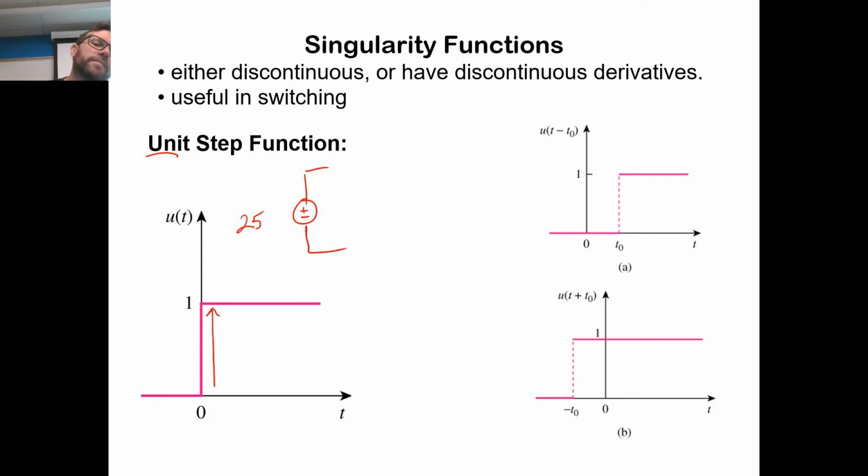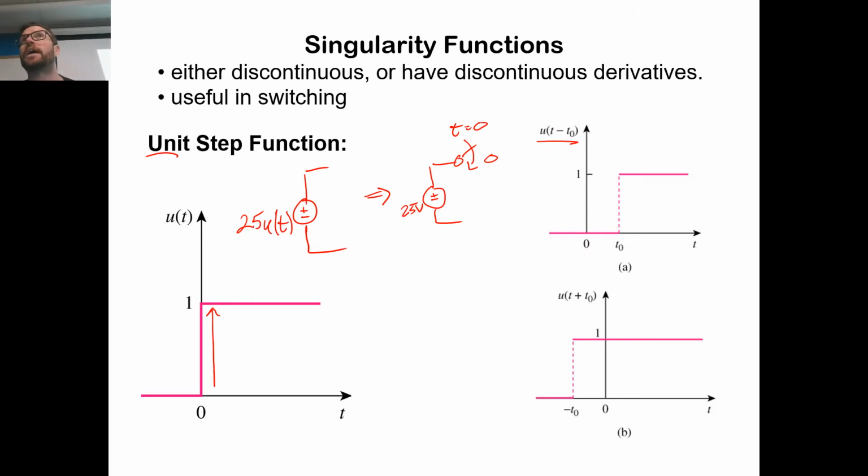I can't write right now, sorry, but you write it like that, u of t. That shouldn't be a mu, it's a u of t. So 25 u of t, basically 25 times the step function, is essentially equivalent to a 25 volt source with a switch that closes at t equals 0. It's a shorthand way of writing this switching event. In circuits anyways, this is how you apply it. You can symbolize the fact that switching of elements might not occur at t equals 0. They could happen at some other time.